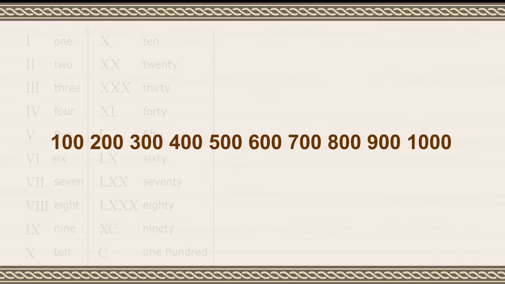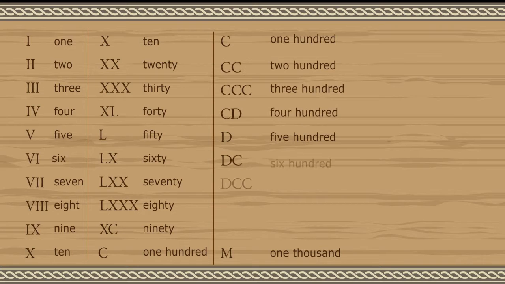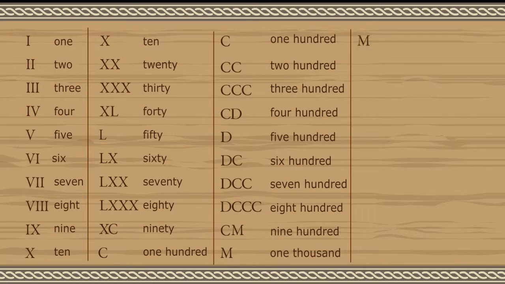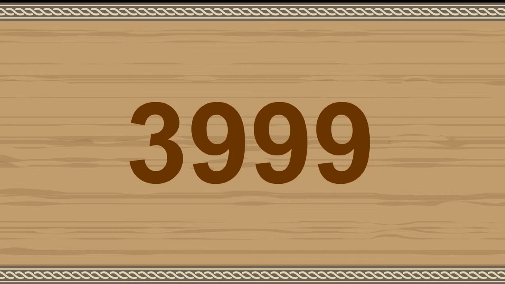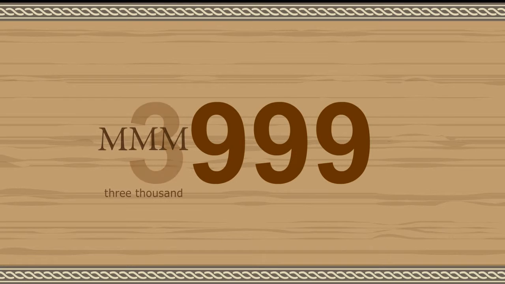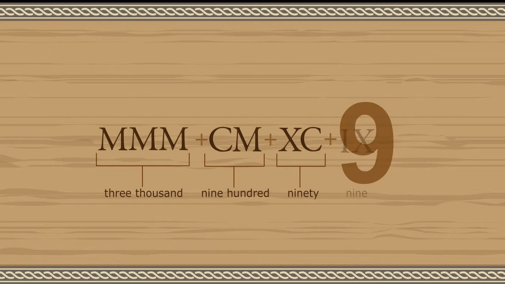The same pattern is used for the numbers 100 through 1000, using the symbols C, D, and M to represent 100, 500, and 1000. In addition, the symbol M may be repeated up to 3 times to represent 1000, 2000, or 3000. These groups of numerals can be combined to form any number up to 3999. For example, this number is written as 3000 plus 900 plus 90 plus 9.